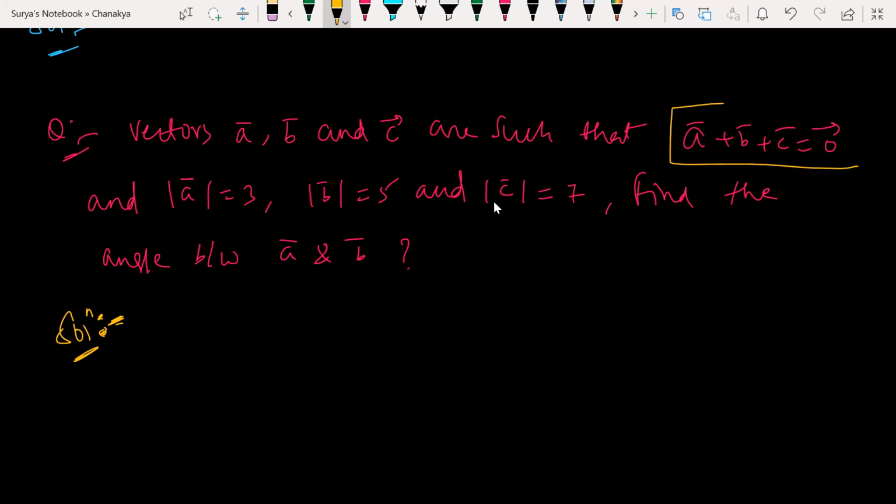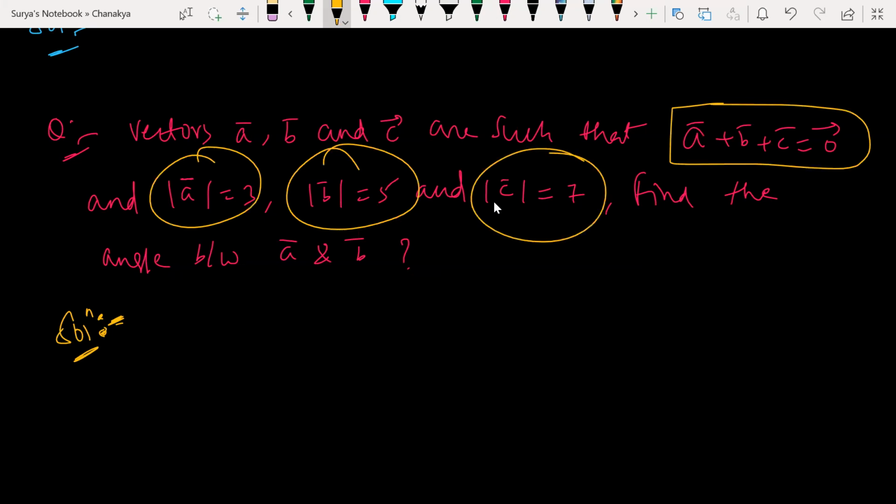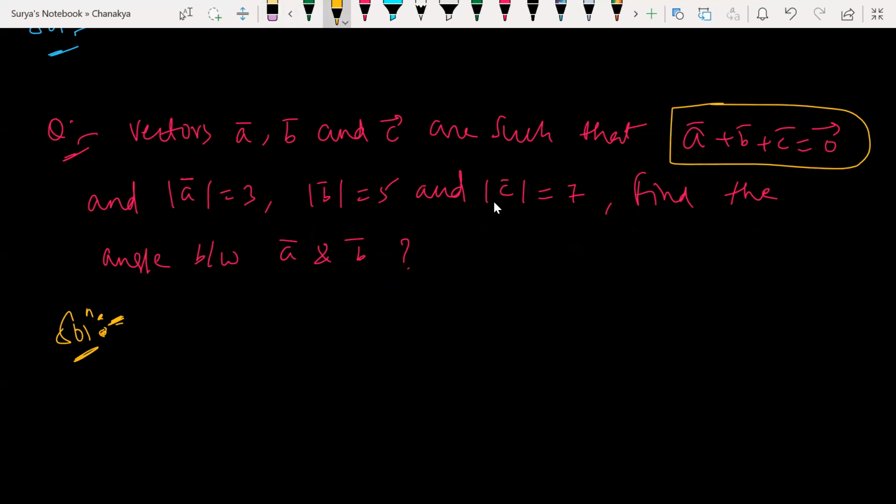Very simple. Look at this here. This is equal to 0, given magnitude of A, magnitude of B, magnitude of C. See, whenever you get this type of question, beta, where magnitude of A, magnitude of B, magnitude of C are given, which means what? What condition must I use here? What should be my approach here? Adesha?